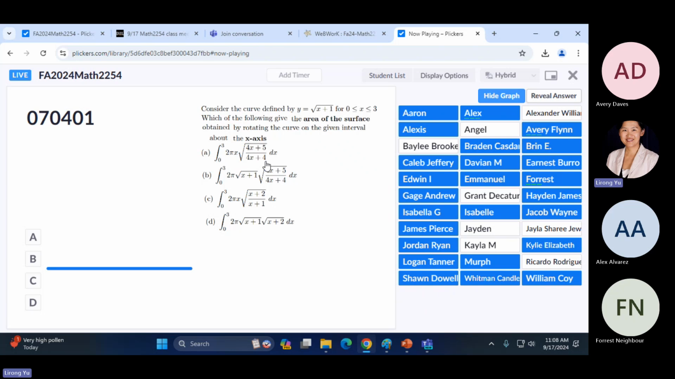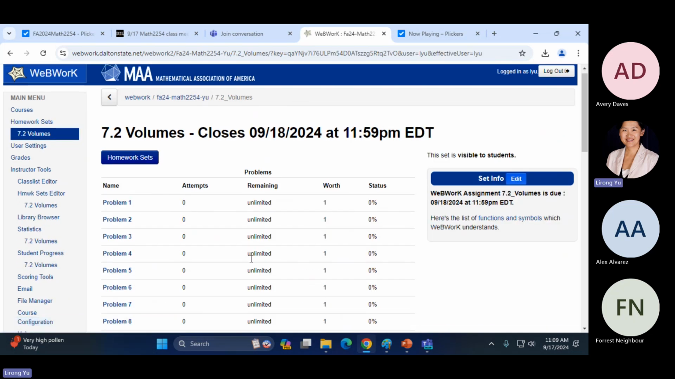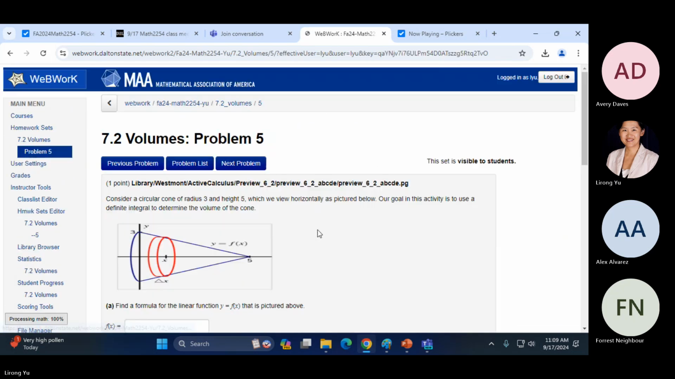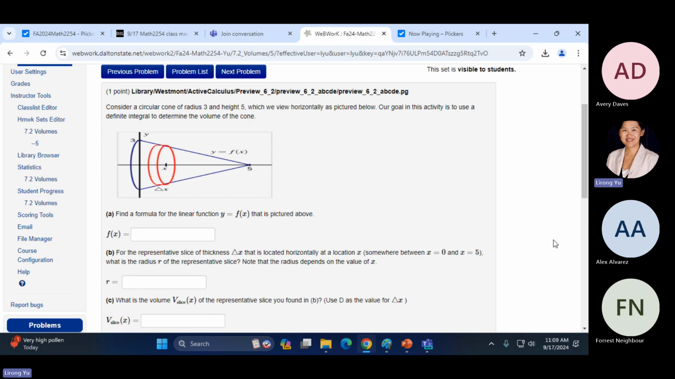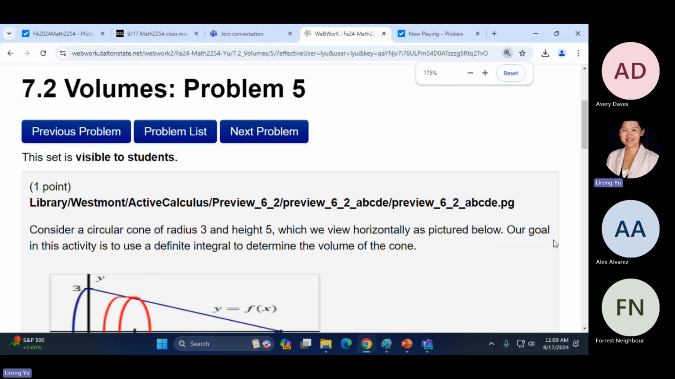Any question? Yes. 7.2, volumes of the cone. Okay.